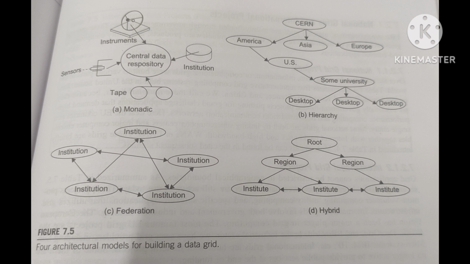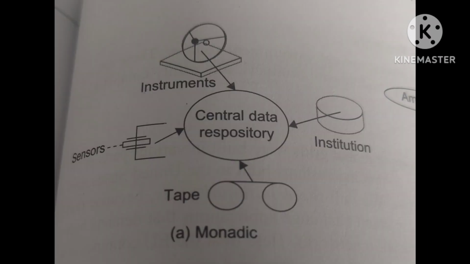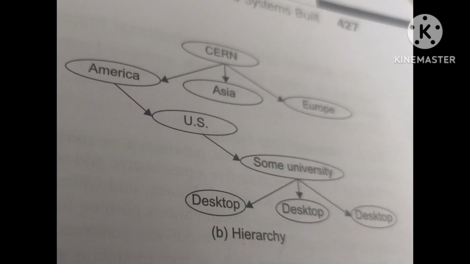In monadic, we have a central data repository. The monadic model is a centralized data repository model. All the data is saved in a central data repository. When the users want to access some data, they have to submit the request directly to the central repository. In this picture, tape, institution, instruments and sensor are all users who want to access the data. That's why they submit the request directly to the central repository.